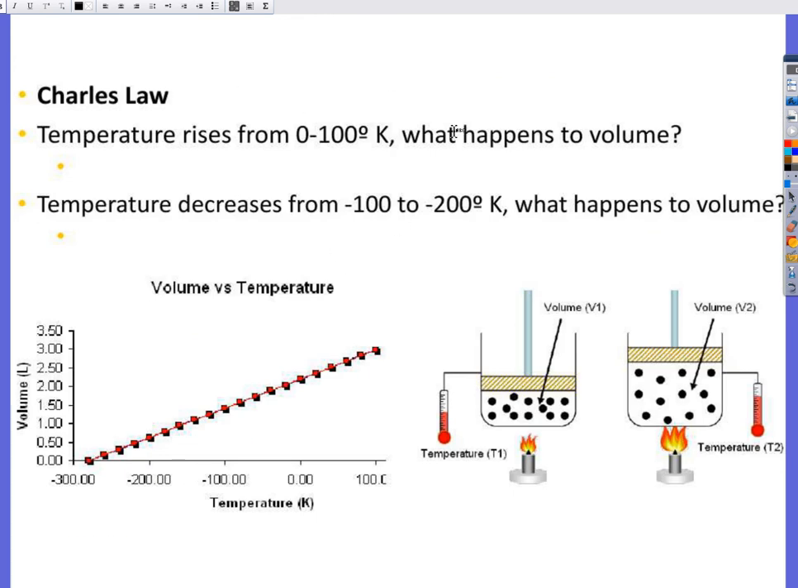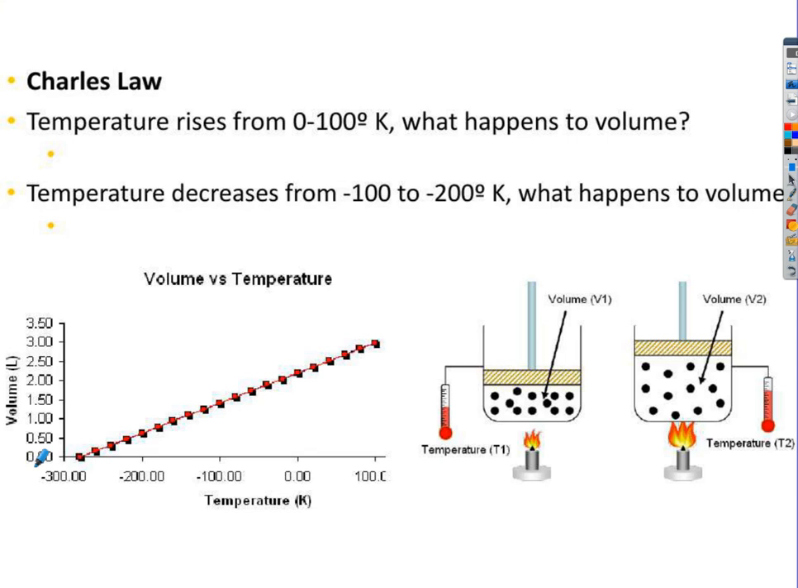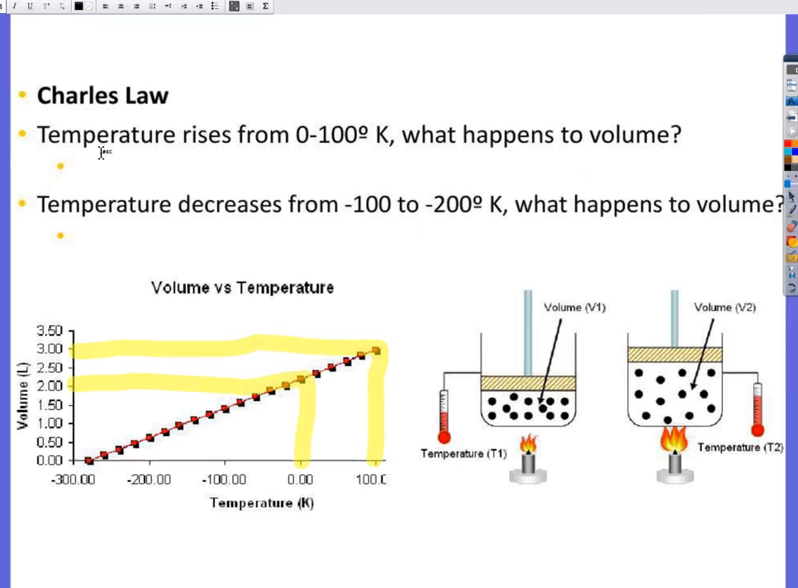And the other gas law we looked at was Charles' law. Charles' law is looking at temperature and volume. So it says temperature rises from 0 to 100 degrees Kelvin. What happens to volume? So we're going to do the same thing. At 0 degrees Kelvin, the volume is about 2, and at 100 the volume is about 3. So if you go from 1 to 3, that increases. So your volume went from 1 liter to 3 liters, which is an increase.